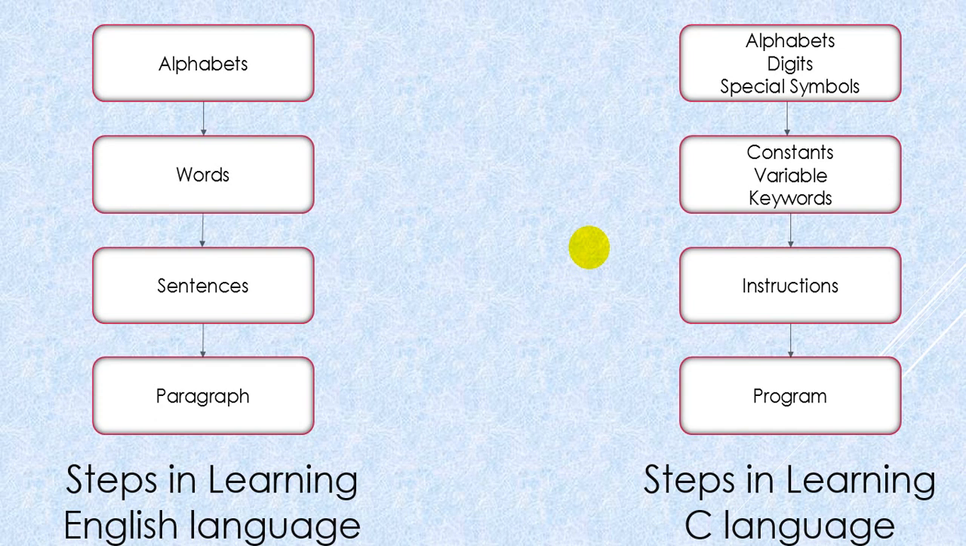So each instruction, like I will define int A equal to 5, int B equal to 7. Those are instructions, right? And then I will say printf A plus B, that is also an instruction. But when they are combined, they will form a program.